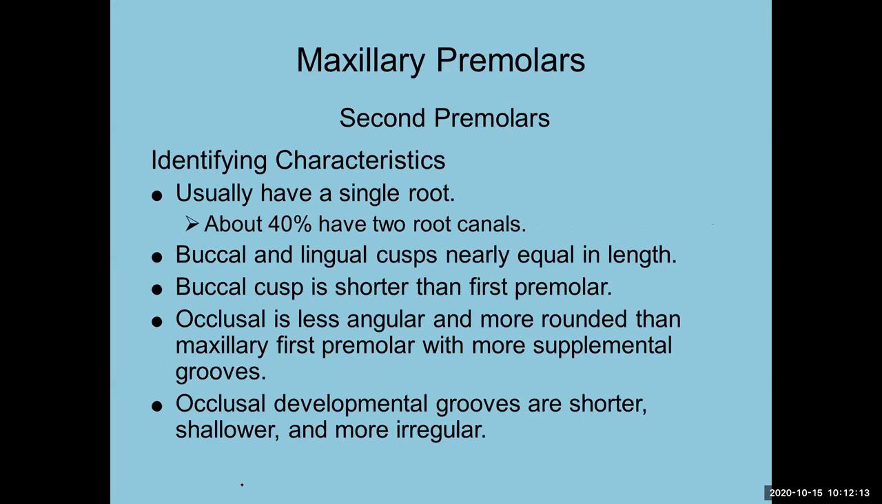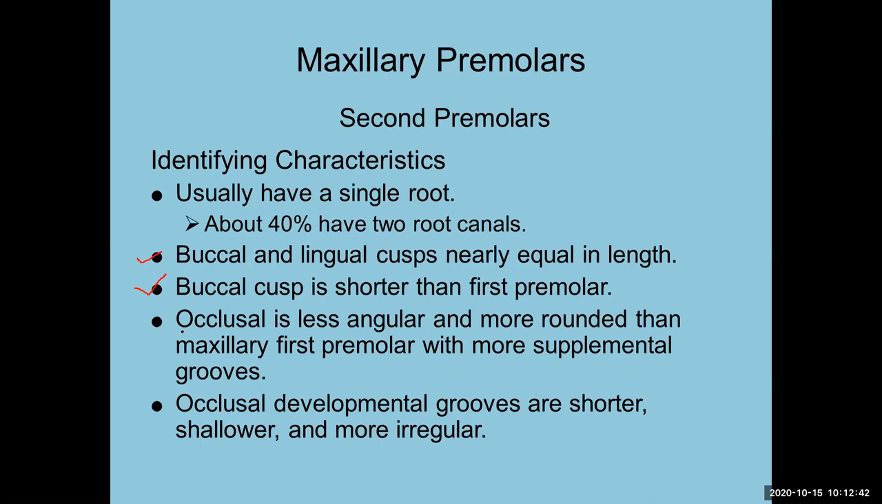Identifying characteristics. There's usually two root canals. I'm not going to ask you that. The board's not going to ask you that. The buccal and lingual cusp are nearly equal in length. Okay, it's a very flat tooth compared to the first premolar. The buccal cusp is shorter than the first premolar because the height from the CEJ to the occlusal is shorter.